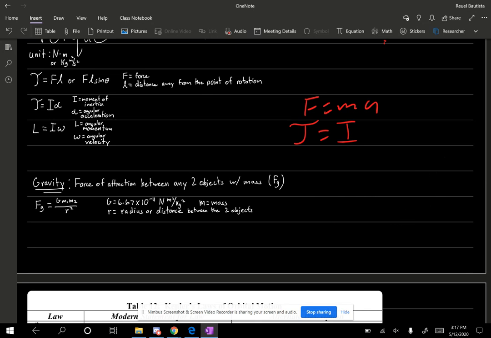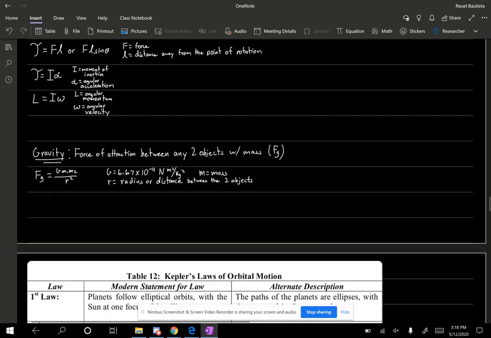And torque is equal to moment of inertia times angular acceleration, right? Angular acceleration is how fast the rate of rotation is changing, how fast the angular velocity is changing. Then we have the angular momentum as L. Angular momentum is equal to the moment of inertia times angular velocity, right? We've talked about that before.